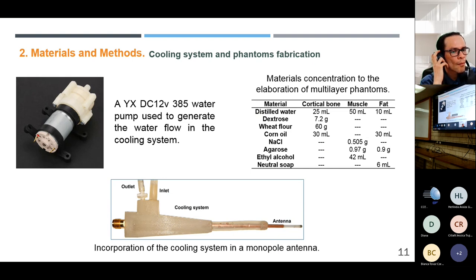In the experiments, we use a water pump, as we can see in the image. This water pump was connected with the cooling system to generate a water flow in all the cooling system, with the objective of decreasing the temperature in the antenna body. And to study the performance of the cooling system, multilayer phantoms were elaborated. In this case, the multilayer phantoms emulate cortical bone, muscle, and fat.